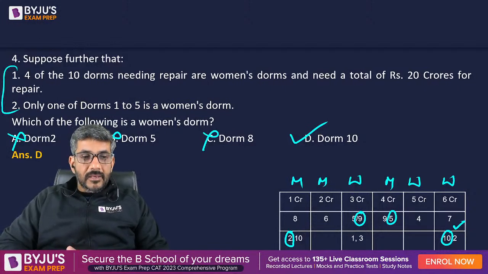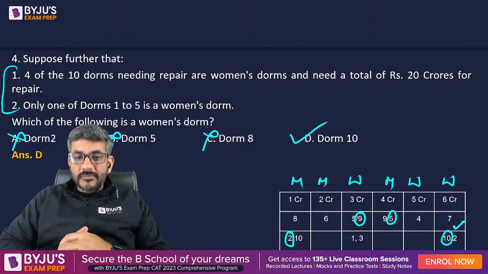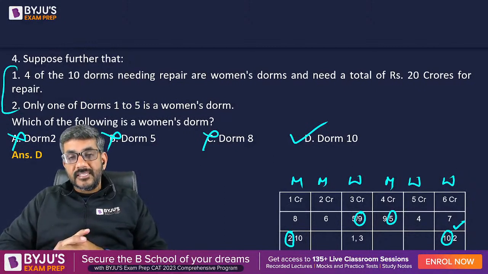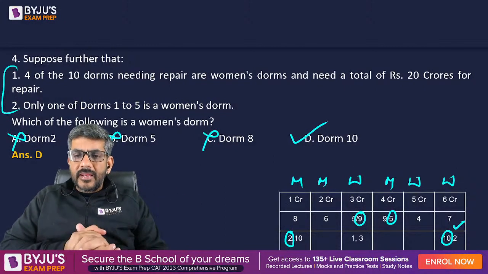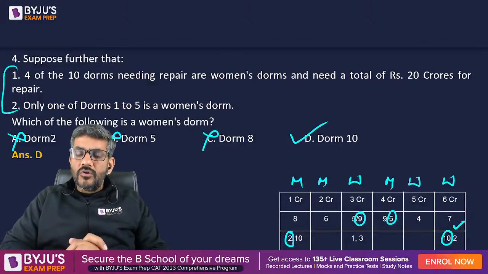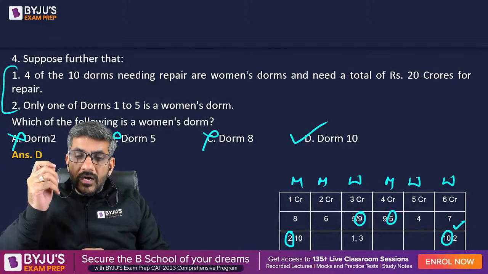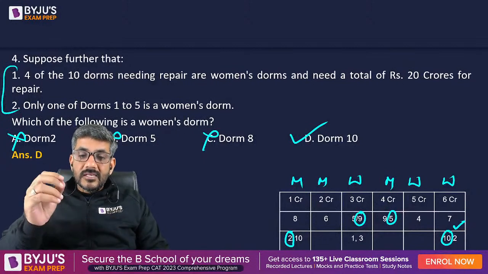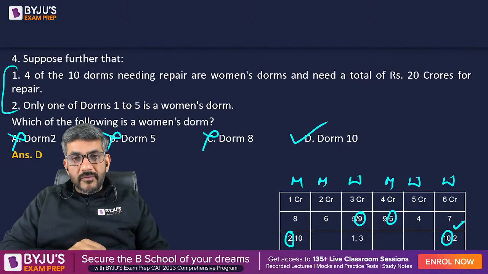Yes, Tanmay, I'll repeat point one. In point one, he says that four of the DOMs add up to a total of 20 CR. Now the costs of repairing are 6, 5, 4, 3, 2, 1. If using these numbers you want to make 20, you can make it 20 in only one way, Tanmay. That is, the two DOMs of 6, they both should be women. The one DOM of 5 should be women.